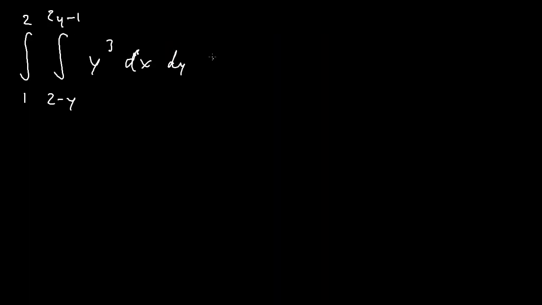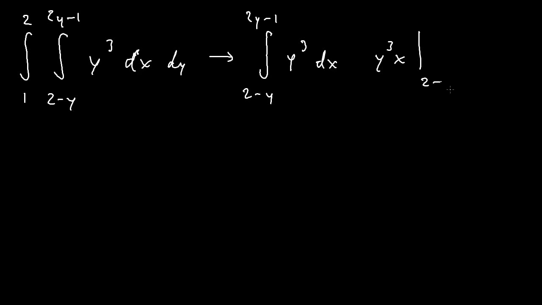So let's first write the inner integral. We get the integral from 2 minus y to 2y minus 1 of y cubed dx. We are integrating with respect to x. So if y cubed is a constant, the integral is just y cubed times x. Let's evaluate from the x bounds of 2 minus y to 2y minus 1. When I plug it in for x, we get y cubed times 2y minus 1, and then minus, when I plug in 2 minus y for x.